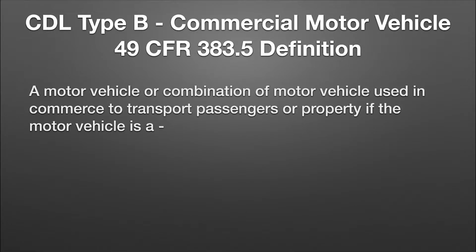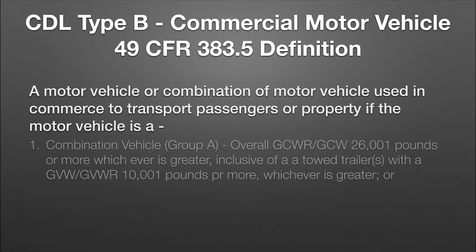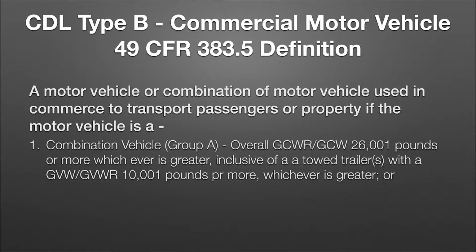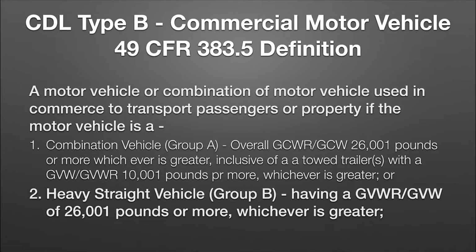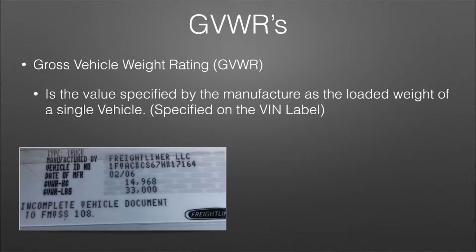So that starts off and it says a motor vehicle or combination of vehicles used in commerce to transport passengers or property, if the vehicle is... Now I'm going to skip the Group A vehicles. If you don't know that, check out my video determining the CDL Class A vehicles. I'll definitely get into that definition. But I do want to focus on point number 2. It is a heavy straight vehicle, Group B, that means Class C licenses having either a gross vehicle weight rating or gross vehicle weight of 26,001 pounds or more, whichever is greater. Now, determining Class B is the easiest of all CDLs to determine out there because it's all just about the single unit, the power unit that the driver is driving.